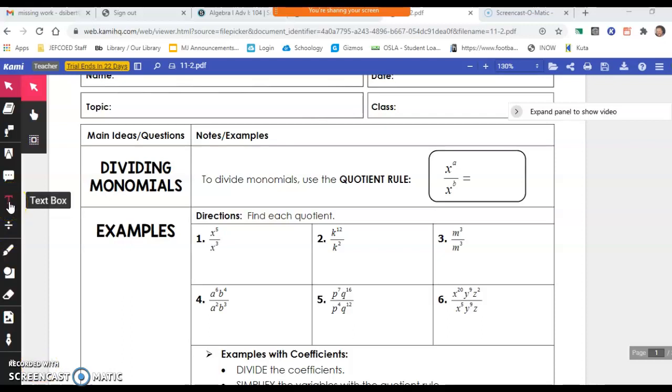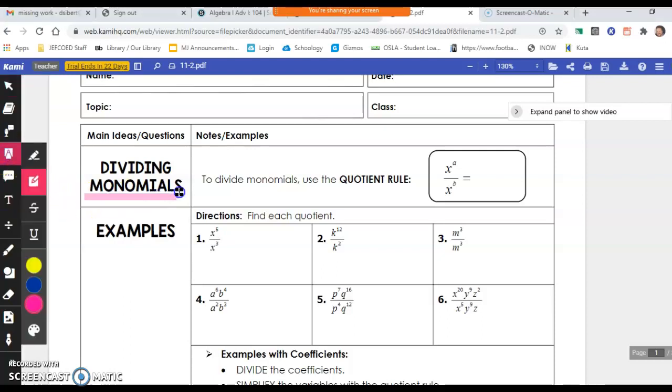All right, so last week you guys know we were dealing with monomials. We talked about adding and subtracting monomials, combining the like terms. We talked about the product rule. With the product rule, what do you do with your exponents? Add them. We also talked about the power rule with monomials. What do you do with your exponents there? Multiply. And then today we're going to look at dividing monomials.